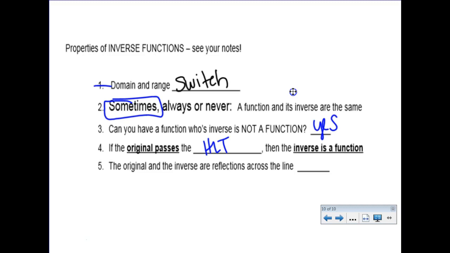The original and the inverses are reflections across the line. Very good. Y equals x is usually how we say it, but what you said was not wrong. The identity function. All right, so know all of those ideas. And you're going to be checking possibly multiple bubbles when you get there.